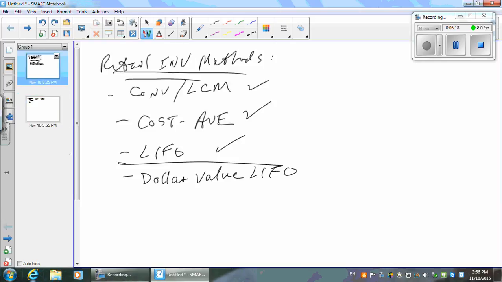What's the big difference between these? In order to get a smaller or larger cost-to-retail percentage, what do I want if I want lower of cost or market? If market's lower than cost, that would be a smaller percentage to take times the retail to get a smaller inventory. When would you get a smaller percentage? When you include what? Markups and do not include markdowns.